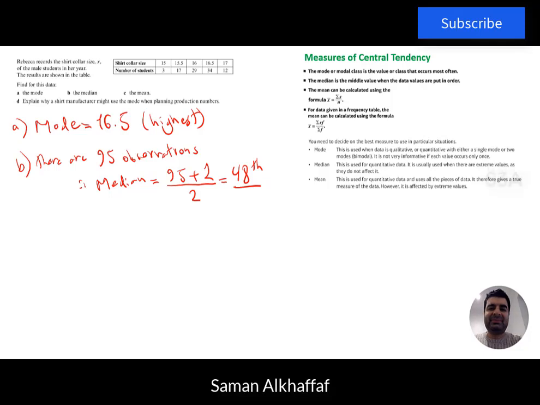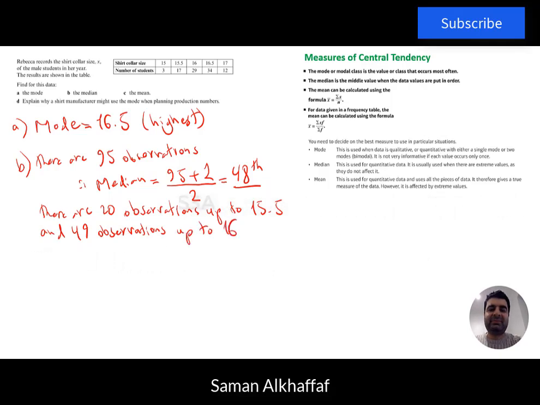And now based on the data given, there are 20 observations up to 15.5 and 49 observations up to 16. So in this scenario, the median will be 16.